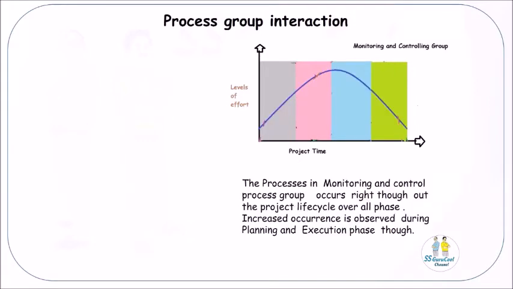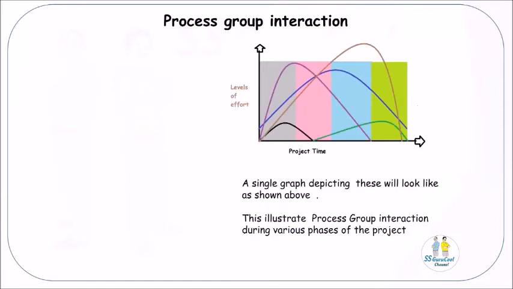The processes in the monitoring and control process group occur right throughout the project life cycle over all phases. Increased occurrences are observed during the planning and execution phases though. A single graph depicting these will look like as shown above. This illustrates that process group interactions are overlapping and how this interaction occurs during the various phases of the project.